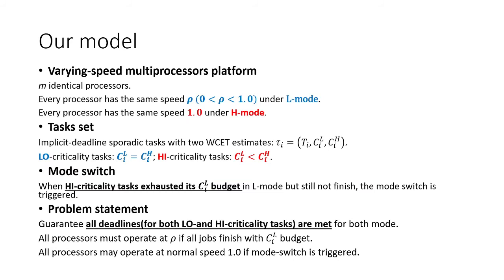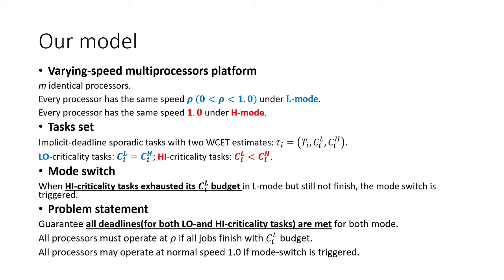In this paper, we use precise scheduling on multiprocessors. In our model, we assume that all processors change their speed simultaneously. In low mode, the speed of all processors is the energy conserving speed rho, which is larger than 0 and less than 1. In high mode, the speed of all processors becomes the normal speed 1.